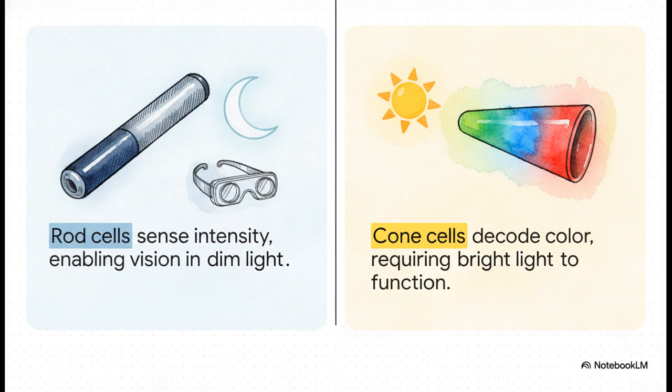Cone cells, on the flip side, are the color decoders. You can easily remember this, C for cone and C for color. They require bright light to function properly. And that's exactly why when you're in a super dark room, you can make out shapes using your rods, but everything looks sort of washed out, gray and colorless. Your cone cells simply don't have enough light to turn on and do their job.